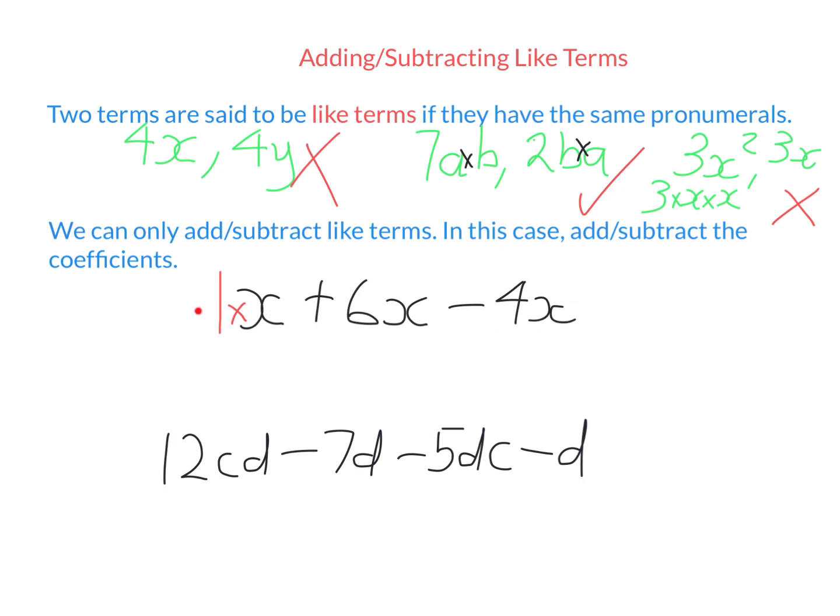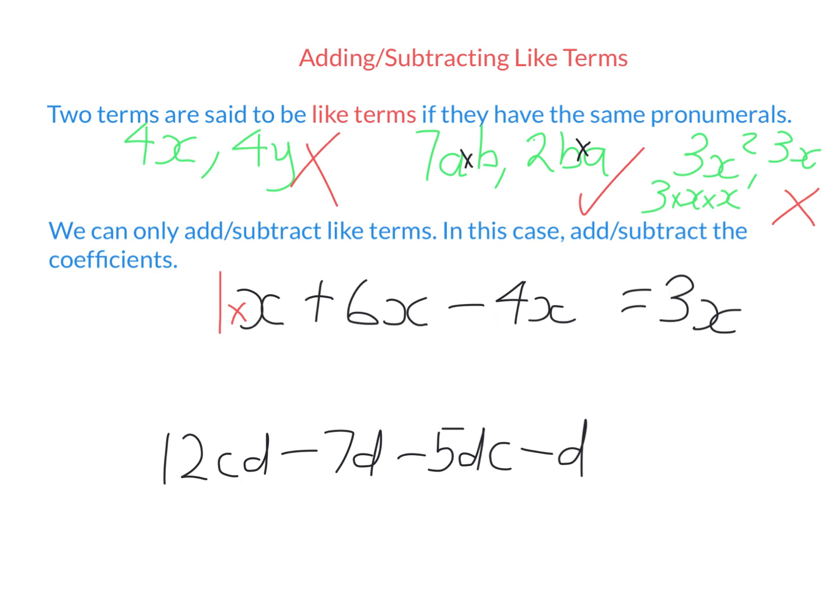So to simplify this, we're just going to look at the coefficients. We go 1 plus 6 is 7. Minus 4 is 3. So our answer is going to be 3x. If you had an x, you added 6 x's, you now have 7 x's. And if someone were to take away 4 x's, you now have 3 x's.